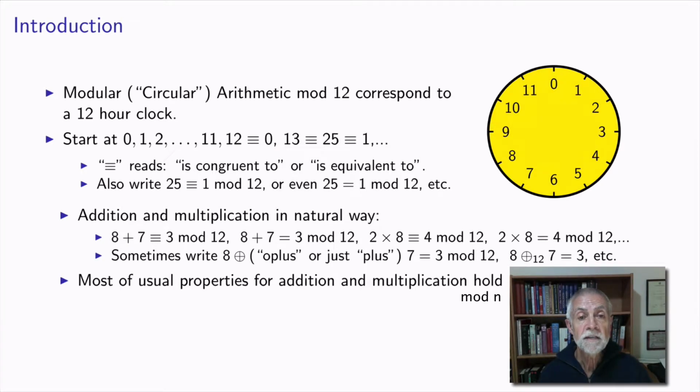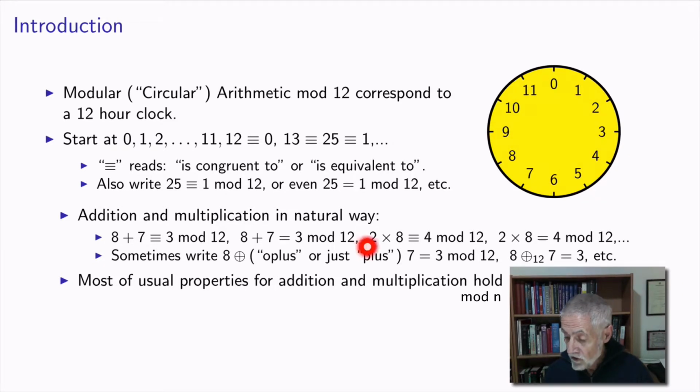Addition and multiplication are defined in the natural way. So I give the example here, 8 plus 7 is congruent to 3. So 8 plus 7 is 15, which is, if I go around like that, 12, 13, 14, 15. 15 is 12 plus 3, so 8 plus 7 is congruent to 3, modulo 12. Sometimes we write 8 plus 7 is equal to 3, modulo 12. So in effect, the only numbers we deal with are 0, 1, 2 up to 11.